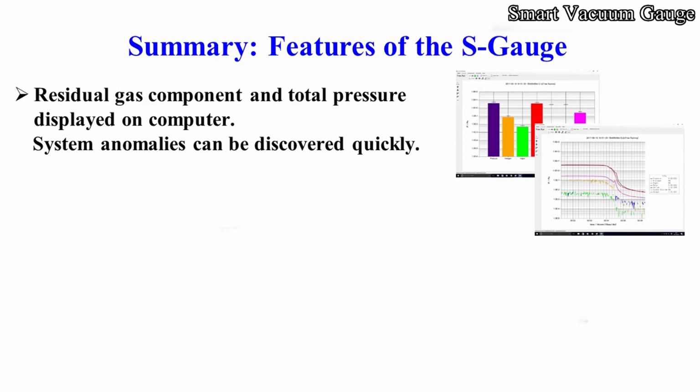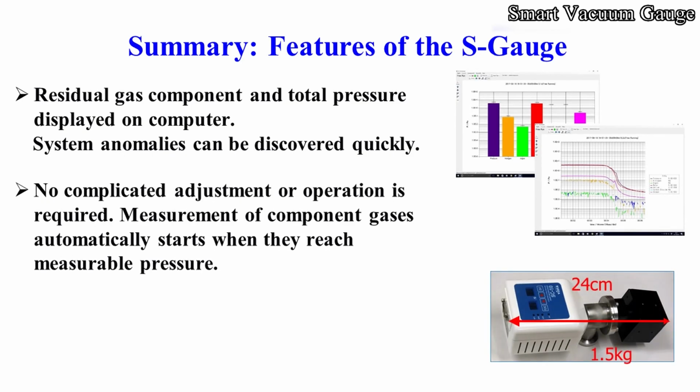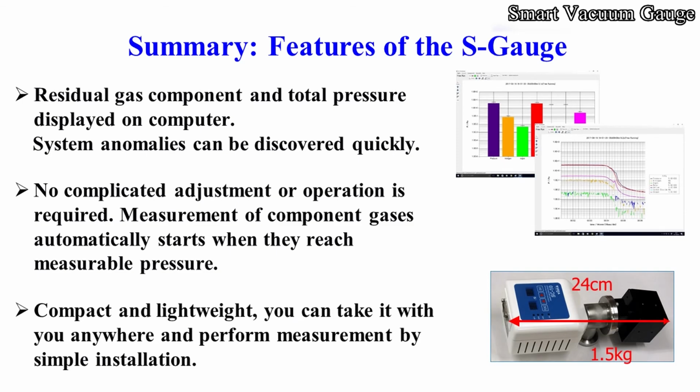We looked at the overview and applications of the Smart Vacuum Gauge SC-10. In summarizing the features of the S-Gauge, the residual gas components and total pressure are displayed graphically on a computer screen. Therefore, system anomalies can be discovered quickly. No complicated adjustment or operation is required. Measurement of component gases automatically starts when they reach measurable pressure. Compact and lightweight, you can take it with you anywhere and perform measurement by simple installation.